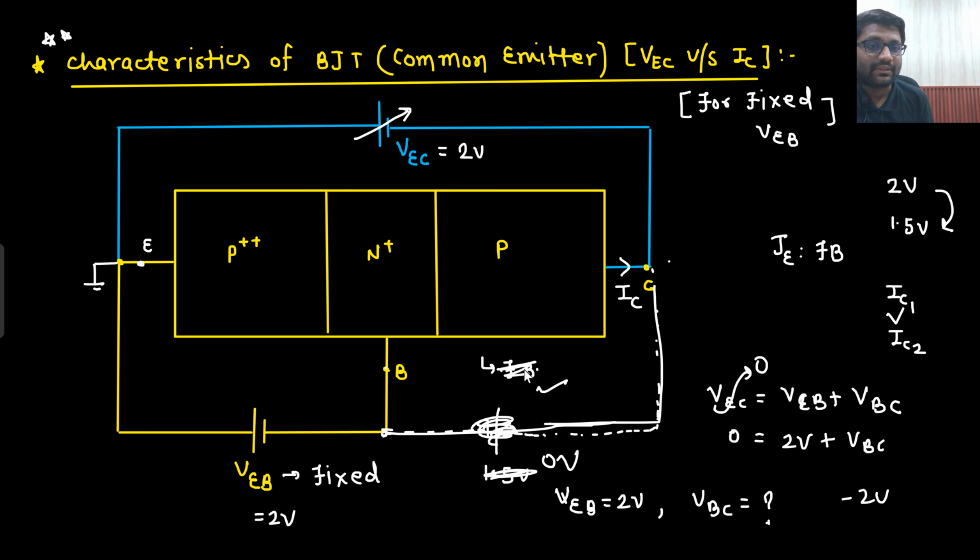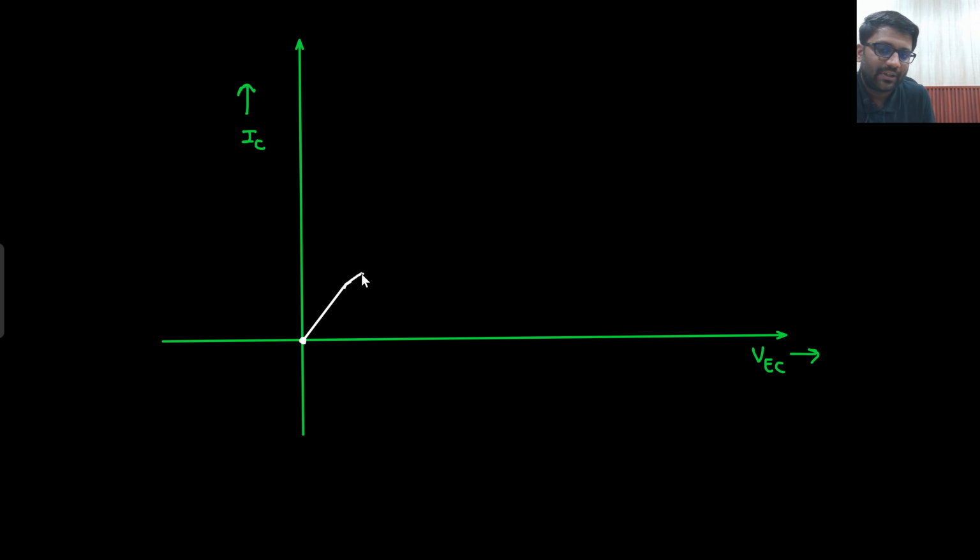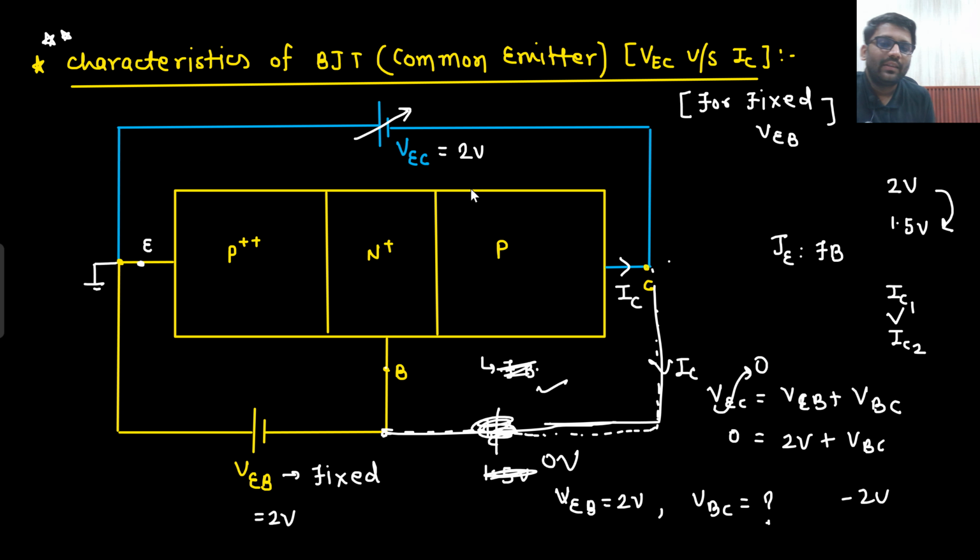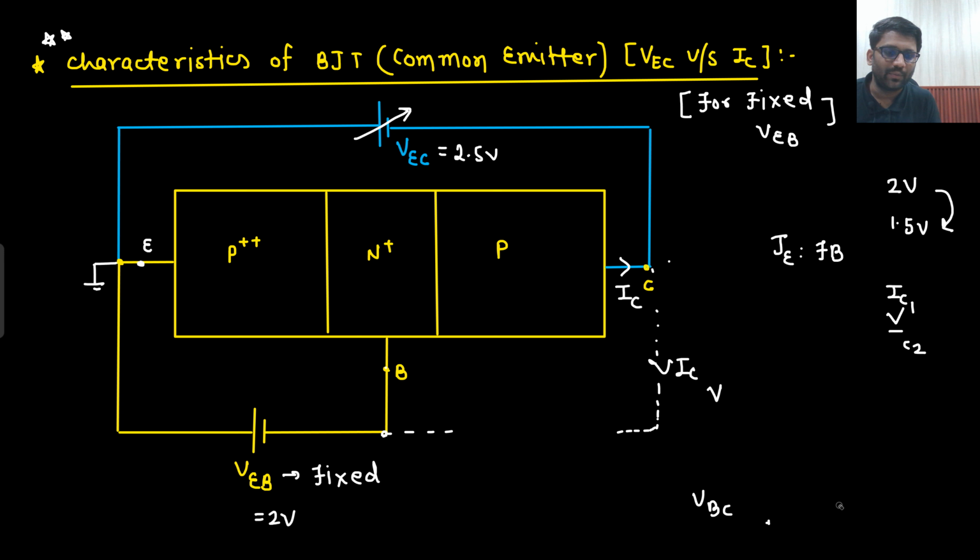And in this scenario, what happens? In this scenario, you will get some collector current, good enough collector current you would get. So this will be that particular scenario. Now if I change my VEC to 2.5 volt, let's just say 2.5 volt, so let's remove all these things so that you would be better able to understand.